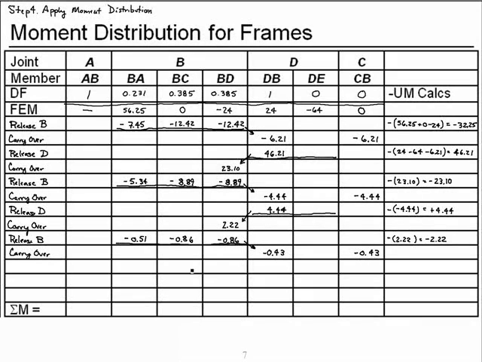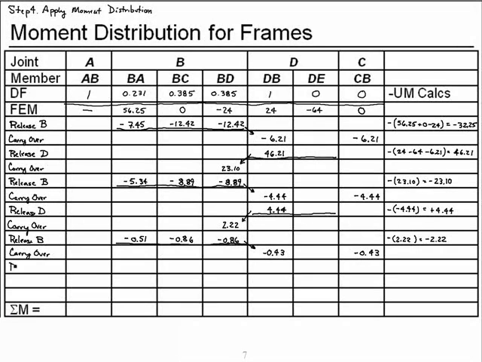I typically prefer to continue this iterative process until my unbalanced moment at any node, at all nodes, is less than about 1% of the fixed end moments we started with. And so we had a 56 and a 64 and a 24, so I'm going to shoot for an unbalanced moment of less than about 0.2 foot kips, and then we'll stop.